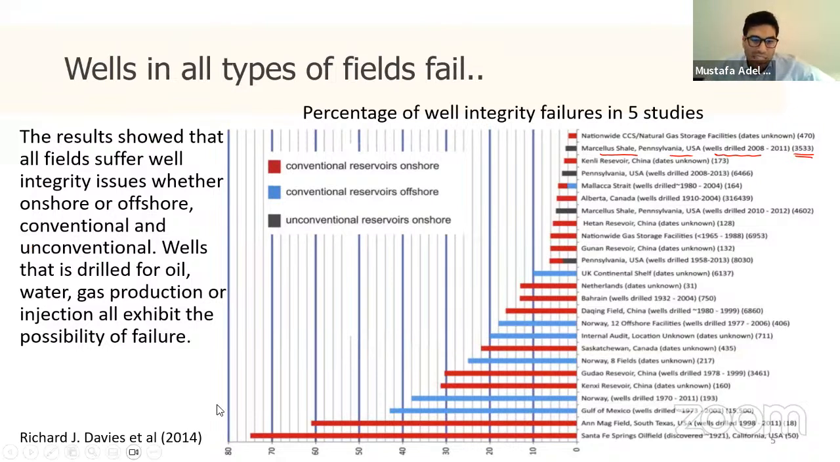What he ended up with is that all types of wells fail. Like this field here, Santa Fe Spring Oil Field, discovered in 1921 in California. It suffered over 70% failures at the time of the study. And this field is a conventional reservoir onshore. Conventional reservoirs offshore also suffered failures, 40%, 38%, here 25%. Unconventional reservoirs as well, they failed. They suffered well integrity failures.